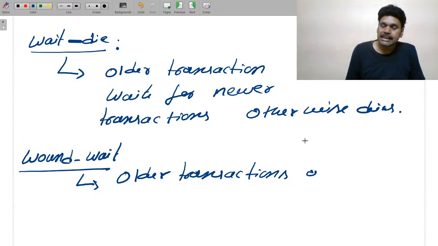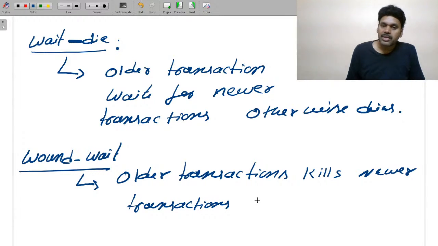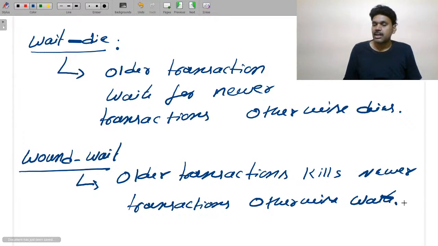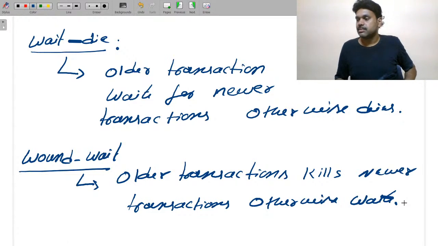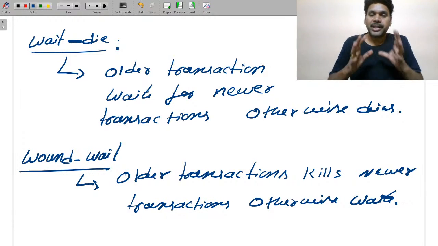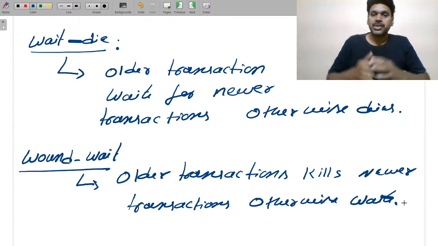Older transactions kill newer transactions, otherwise wait. That's it, friends. We will take one example on that and close the issue.